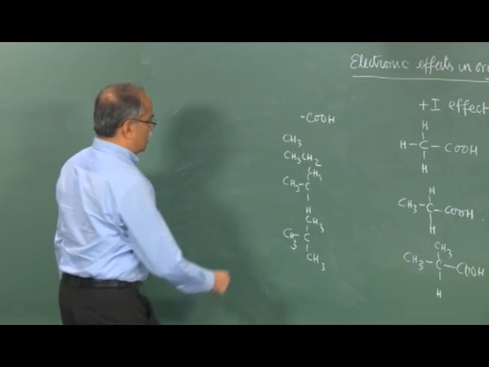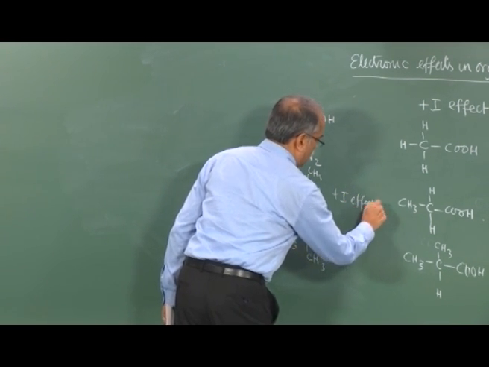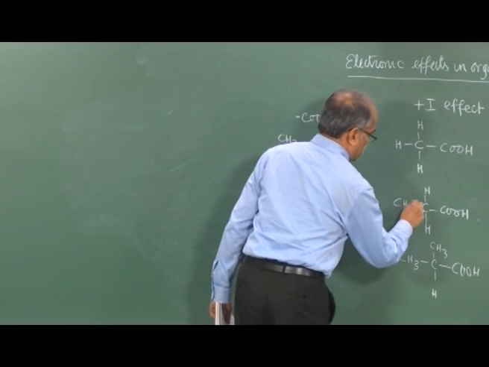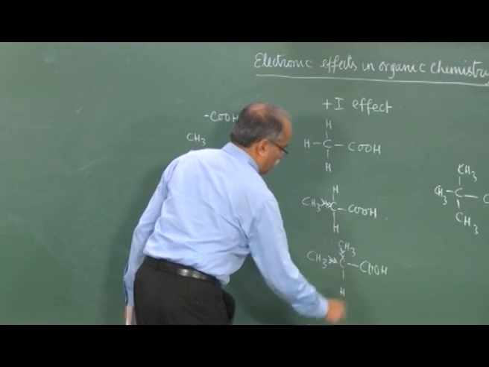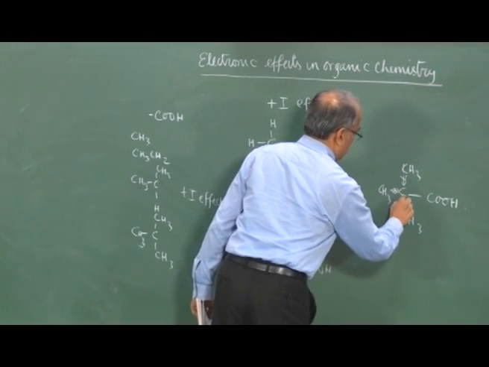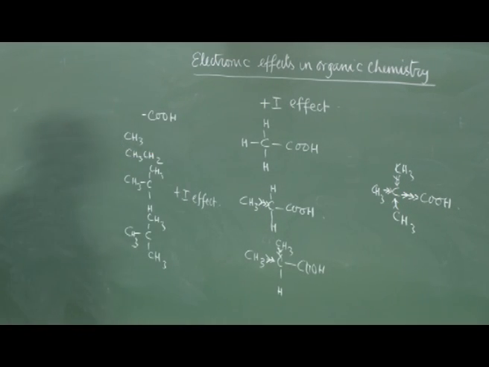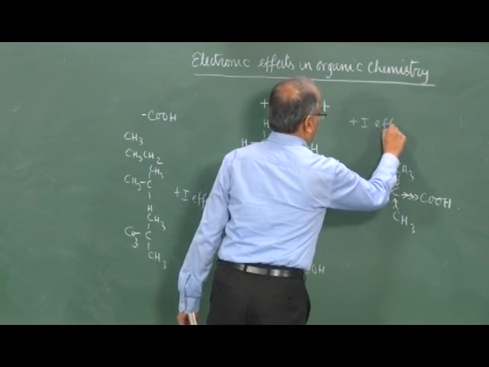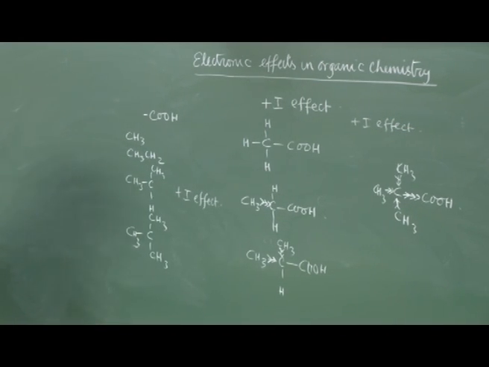These groups are considered to have the plus I effect. In other words, they donate electron towards the carbon to which they are attached. In other words, the alkyl group that is present in this system, they donate an electron or they polarize the electron towards the carbon center to which they are attached. So, as a result of that, these are examples of the so called plus I effect that we see in these cases.